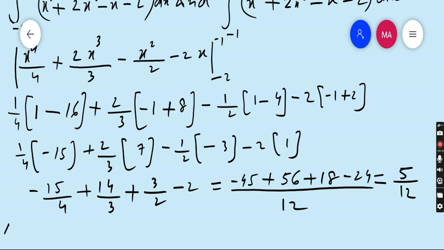Now integrate minus 1 to 1. Okay, I will use another color pencil in order to differentiate. Integrate minus 1 to 1 x cube plus 2 x square minus x minus 2 dx.